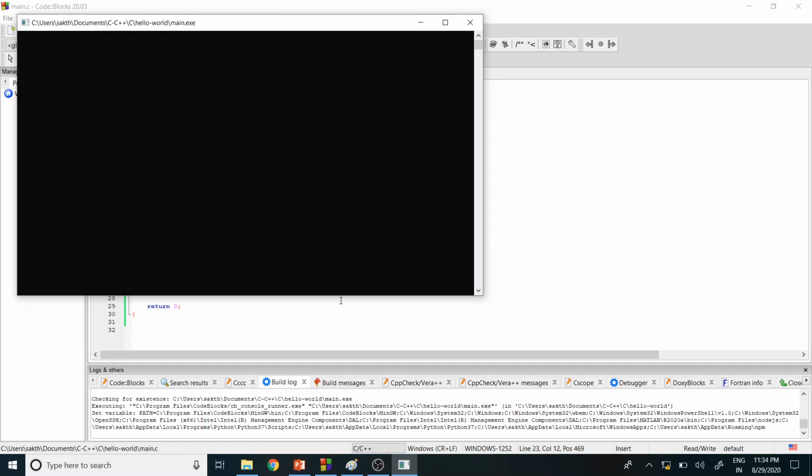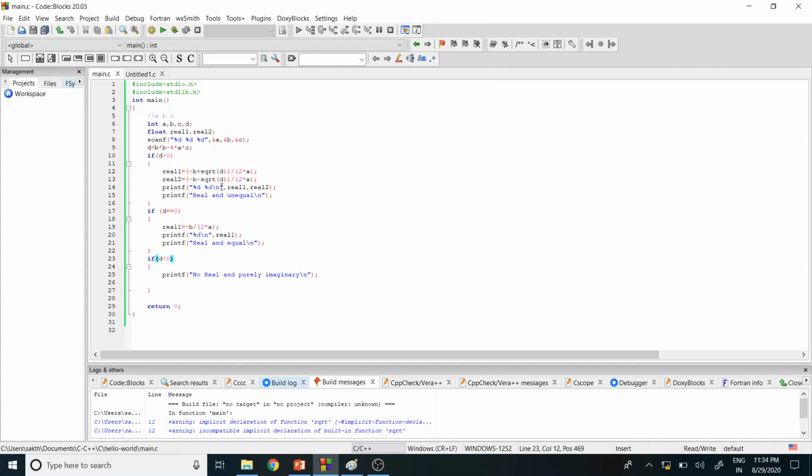Now I'm going to give the coefficients for x square plus 4x plus 3. Why did we get the result as 0 0? Because I have declared the outputs real 1 and 2 as float type, but here I have given percentage d. To get the values as float we have to use percentage f. Now let me save, and run the program again.